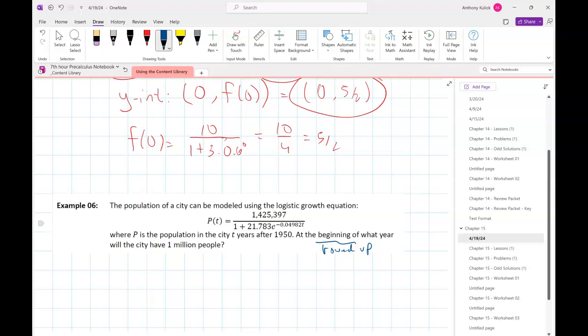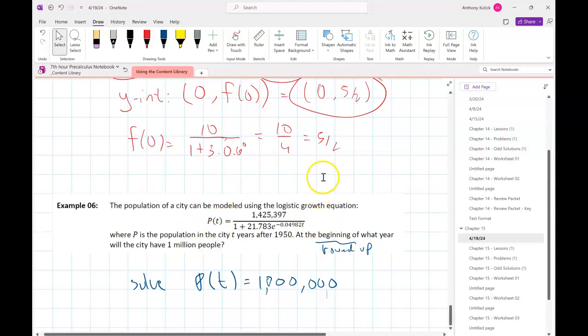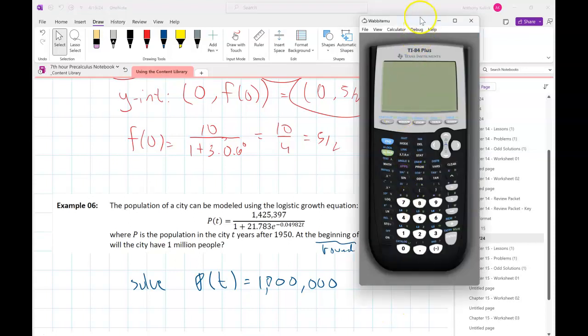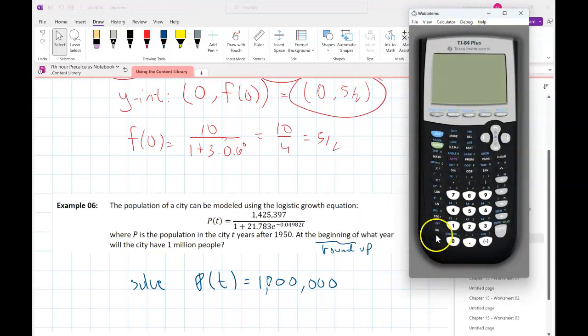So to do this, all we really want to do is solve P of T equal to 1 million. Everybody good there? To do that, I'm not doing it algebraically. I'm graphing it on my calculator, just like we did before. Because, Mr. Kulak, I don't know how to algebraically solve that thing. That's okay.